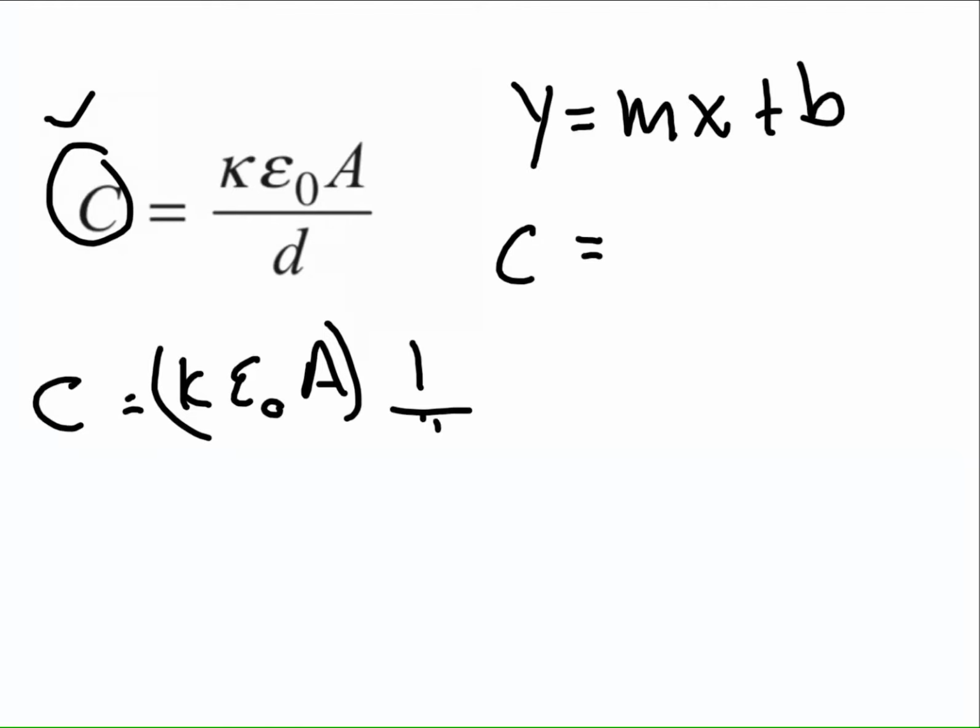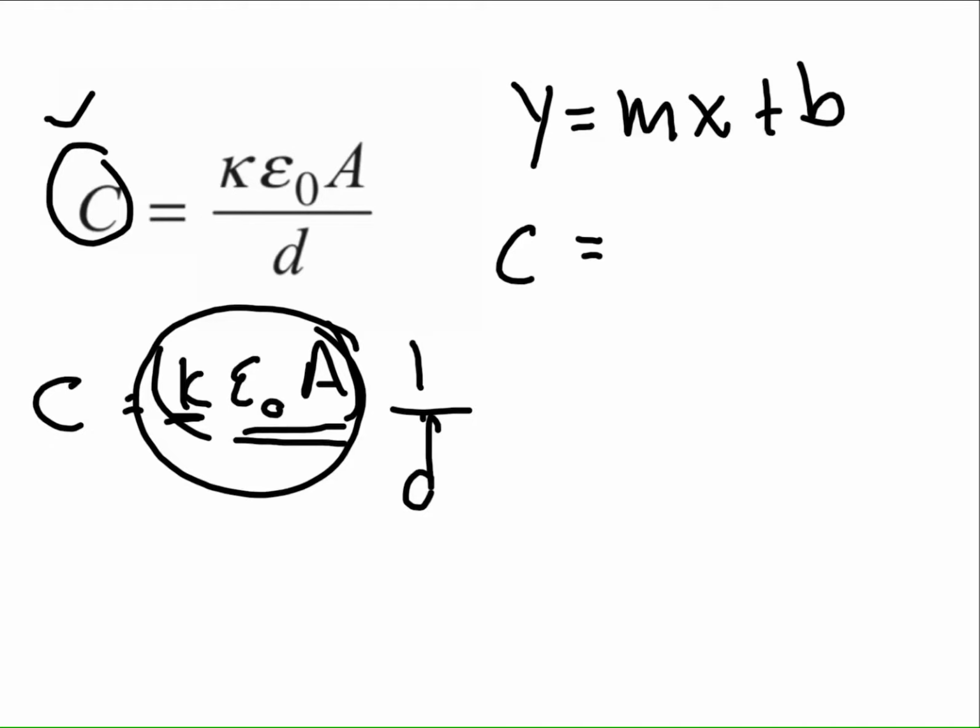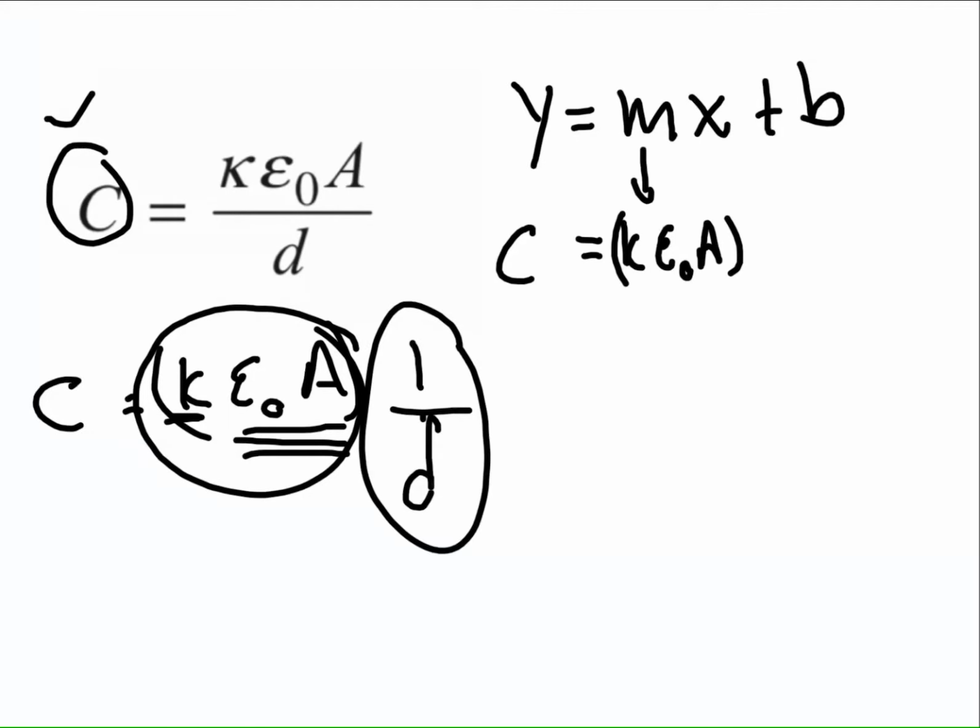Well, I want my slope to contain my experimental value that I'm looking for, and anything else that might be in there needs to be a constant. Okay? So my m is kappa epsilon naught A. And this is peculiar, but not terrible. My x, what I'm going to put on the x-axis, is actually not d, but 1 over d.